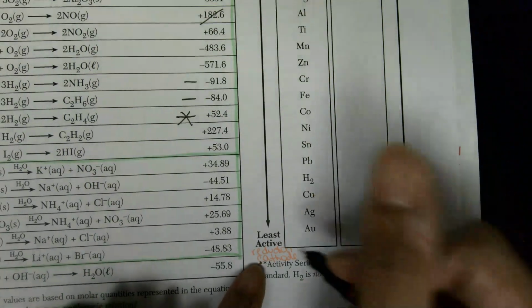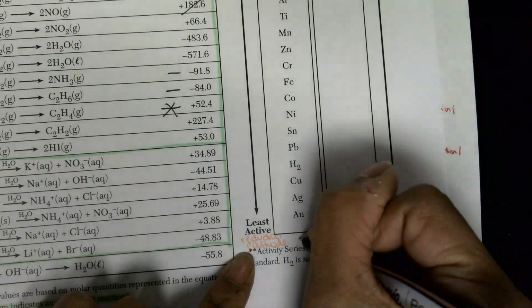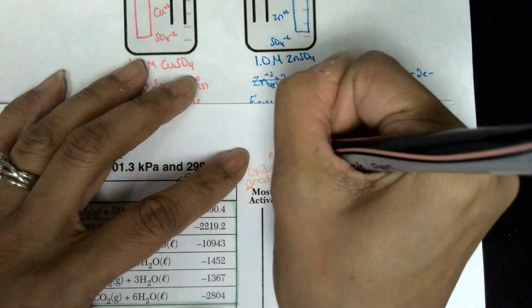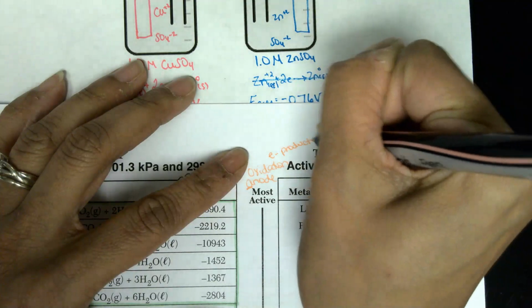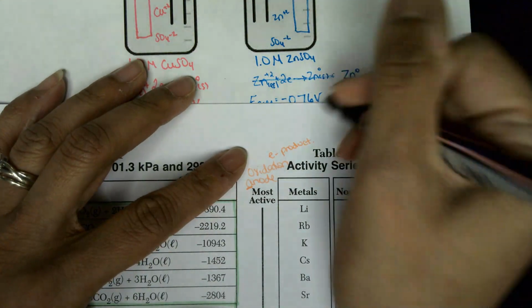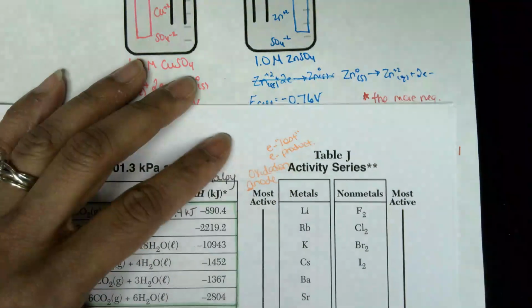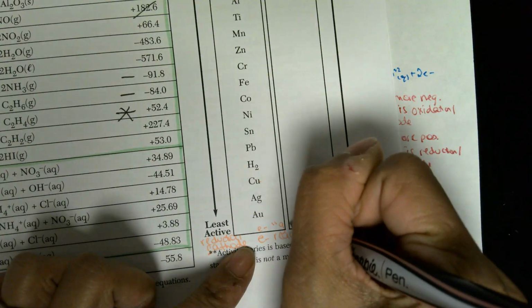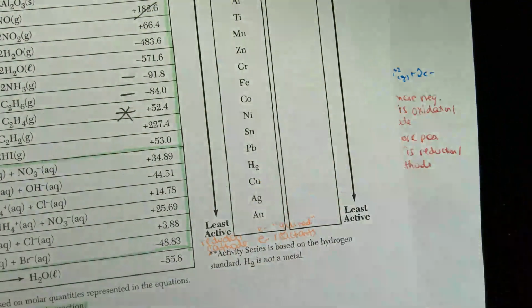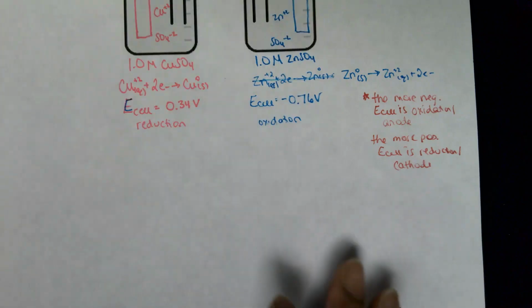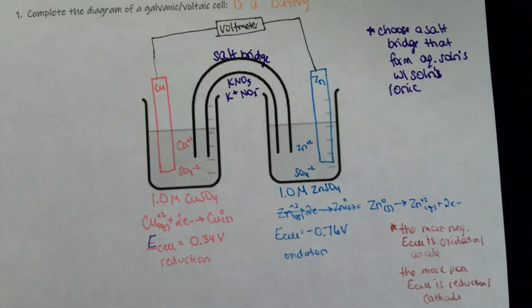To remind yourself, for reduction, the electron is in the reactants, and for oxidation, the electron is in the product. And we say that electrons are lost in oxidation, and in reduction, electrons are gained. All right, cool. So that's one way if you were on the Regents to be able to figure that out.